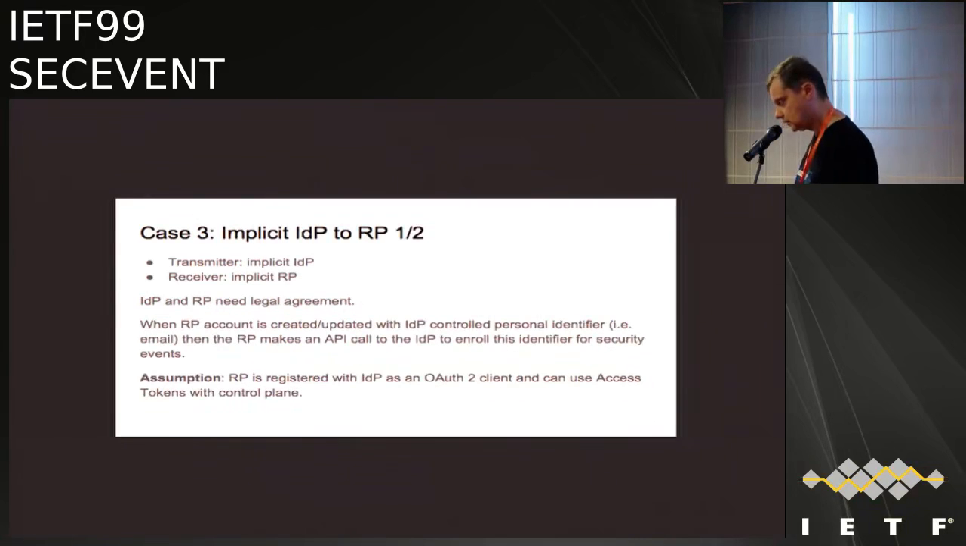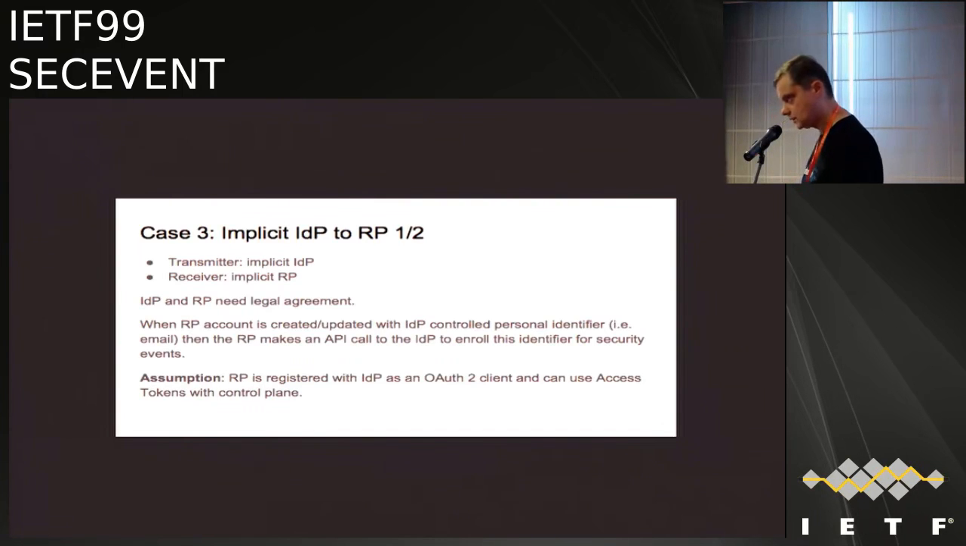Now we have the use case of an implicit IDP to RP. So the first point is that the two entities need some legal agreement, because it's not clear to the user that there is a relationship between them. Just because I logged into a website and I'm using my email address, it's not clear to me that the email provider should send risk events to the website where I logged in.